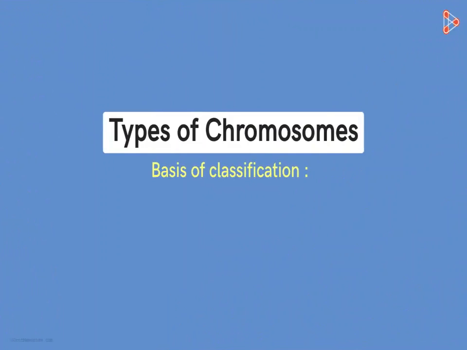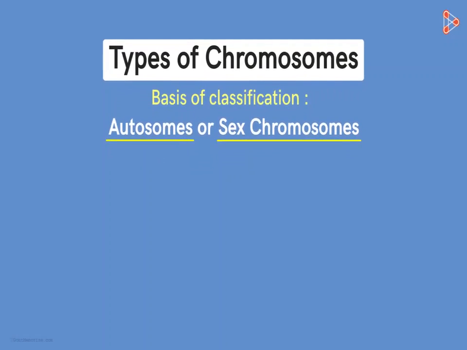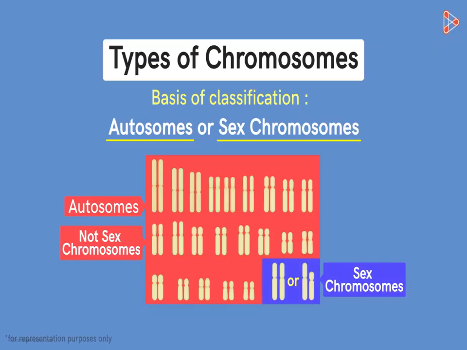Now, this is a much simpler type of classification. Here, the chromosomes are classified as either autosomes or sex chromosomes. Now, what could these be? This is a representative image of a typical human karyotype. The chromosomes that pair from 1 to 22 are called autosomes. That is, they are not the sex chromosomes. To be precise, they have no function to do with the sex of the individual. The last pair, however, determines the sex of the person.